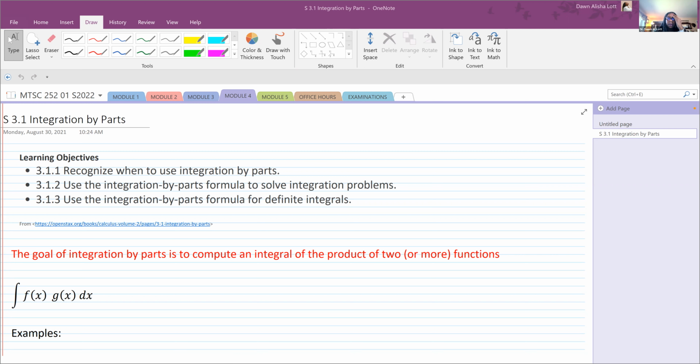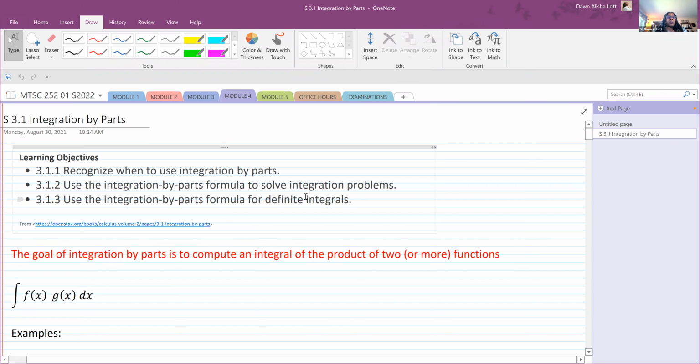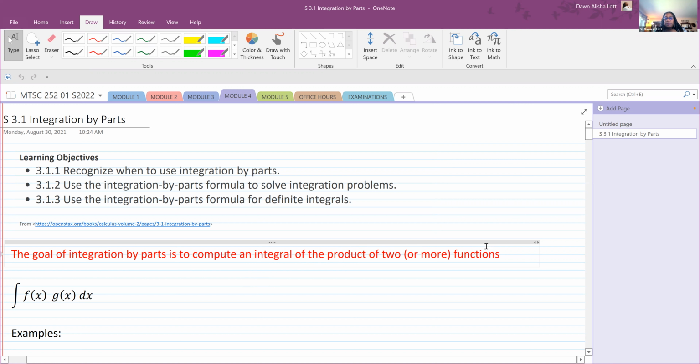All right, so the purpose of this module is to recognize when to use integration by parts, to use the integration by parts formula to solve integration problems, and to use the integration by parts formula for definite integrals. So basically the goal of integration by parts is to compute an integral of the product of two, and I said or more, because that can be difficult, but the product of two functions. So if we have something like the integral of f of x times g of x dx, we want to be able to integrate that.